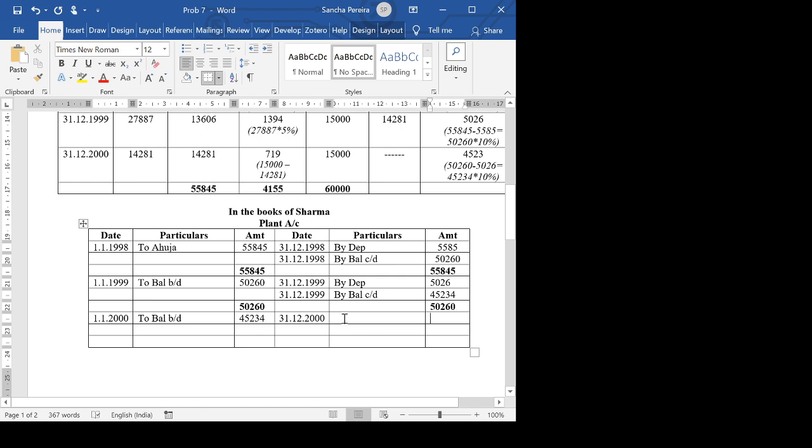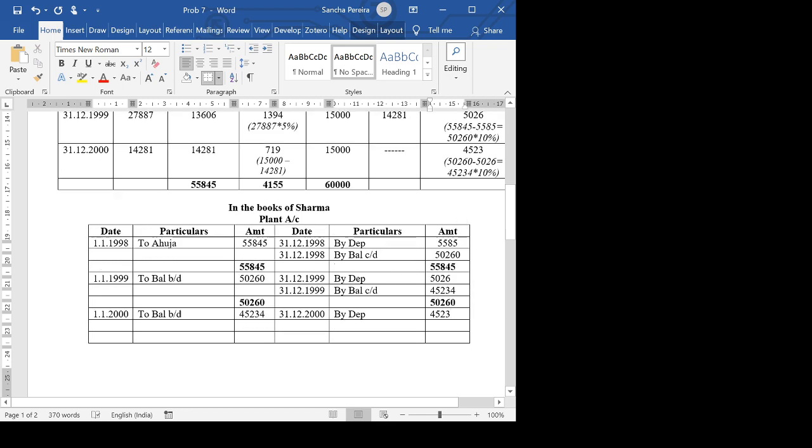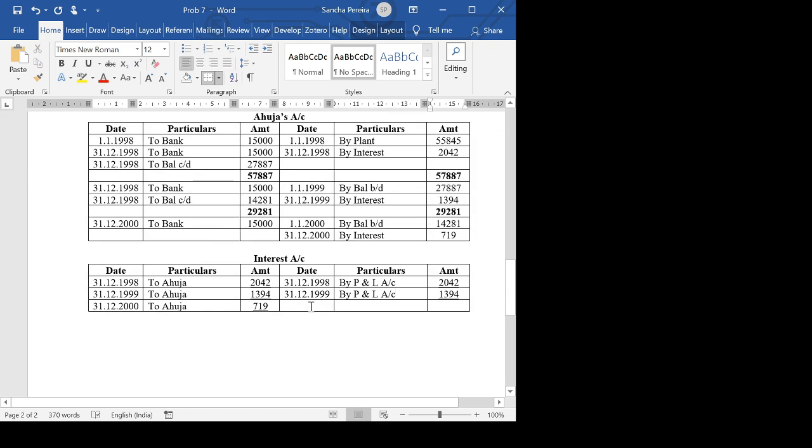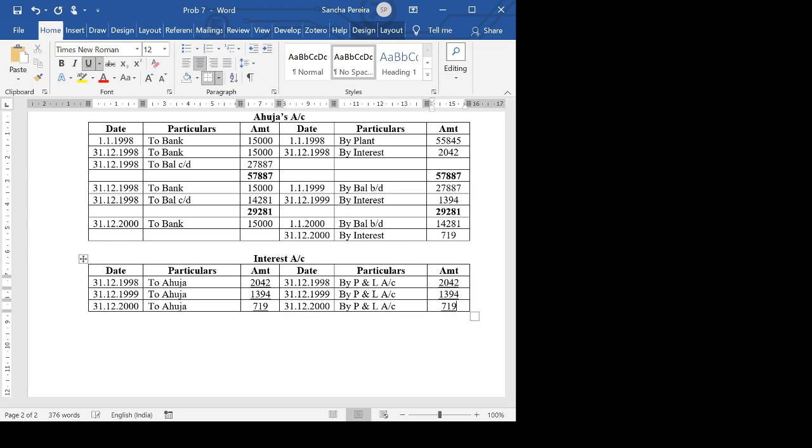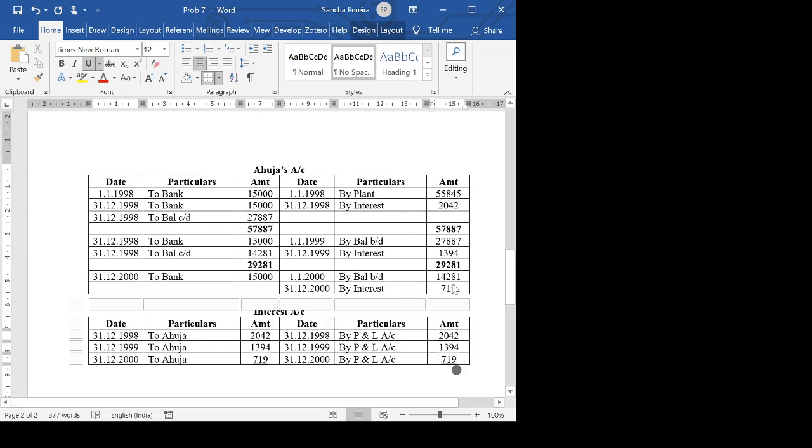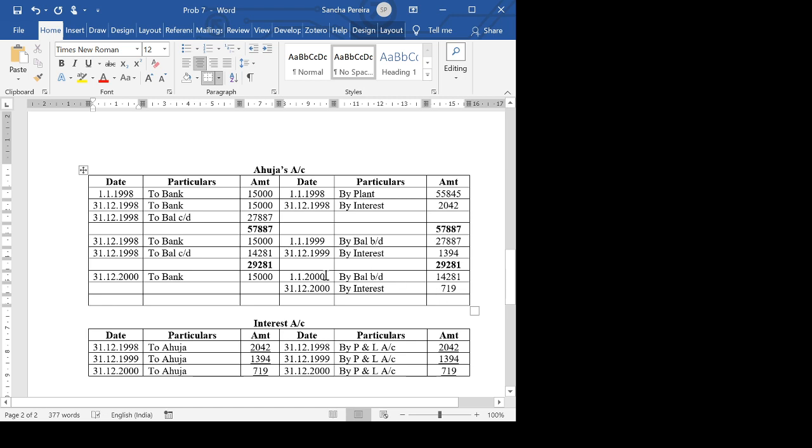So, by depreciation, 45,234 into 10%, 4523, and then close the books. So here you'll have transfer the interest to the P&L account 719. This will automatically tally, like I said, 14,281 plus 719 is 15,000. This side also your balance is 15,000.